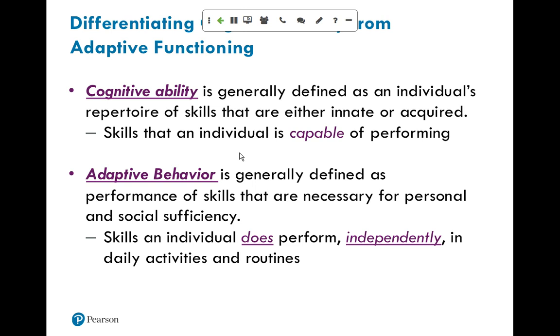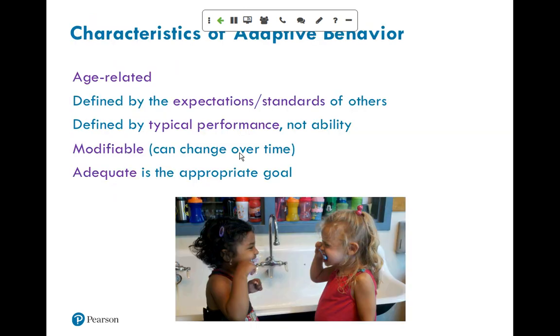Adaptive behavior, on the other hand, is how a person takes a skill from that repertoire and applies it to real life when life demands it. So when life demands that behavior, can the person independently perform the behavior? It's not their ability necessarily, it's what they do. It's what they perform with complete independence, and that means no prompts, no supports, no reminders, no help. So don't think of adaptive behavior as what a person can do. Think of it as what a person does do.